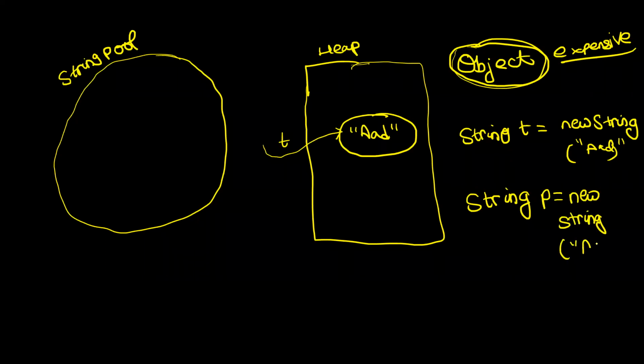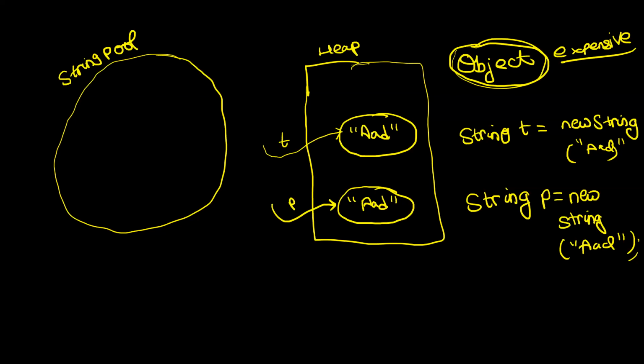And again, the contents are the same as AAD. Okay. Now guys, try to understand. I have created another string P. How? New string AAD. So what I am telling is, create a new string object and have the contents of that string as AAD. So another string object will be created, the contents of this string object will be AAD, and P will be pointing here. Okay, try to understand what is happening in the memory.